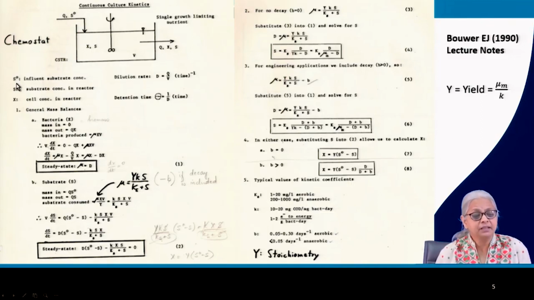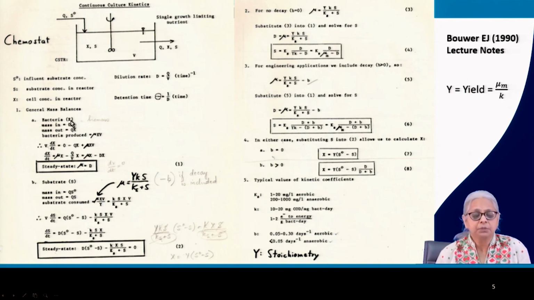So S0 is our influent substrate concentration, S is our output substrate concentration as well as the substrate concentration inside the reactor. Same thing for X. X is the cell concentration leaving the reactor as well as whatever is inside the reactor. Dilution rate and detention time have already been defined.